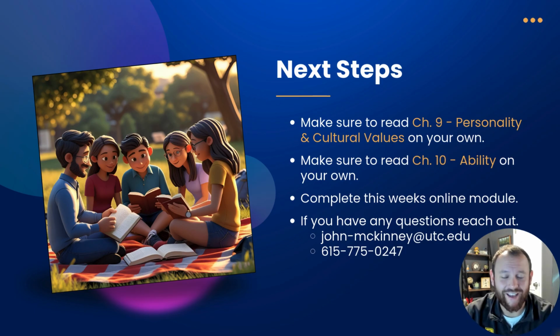And with all of that, that is our quick overview video on Chapter 9 related to personality and cultural values, and then Chapter 10 on ability. So as always, I just covered brief, high-level key points in these chapters. It's still really important for you to go in and read the whole chapters, because there are certain things that I did not cover in much detail, such as Hofstede's cultural dimensions. But make sure you do that on your own.